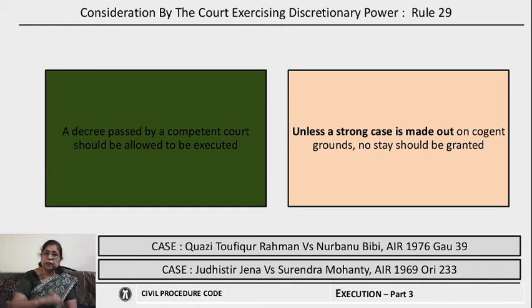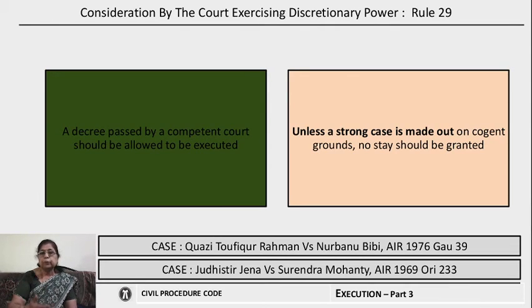In Yudhishthir Jaina versus Surendra Mohanty, there was a case before the Orissa High Court for the declaration of title and possession of a mortgage. A case was filed, there was a mortgage suit, and the person who had executed the mortgage dies, and later his widow and his son file a case, and then they want to set aside the execution proceedings, which was already decreed.